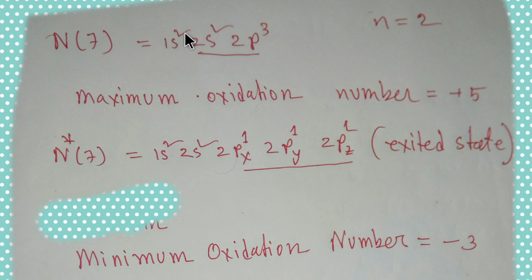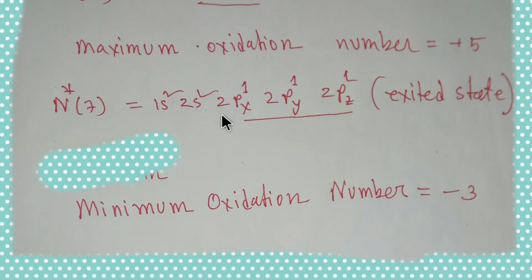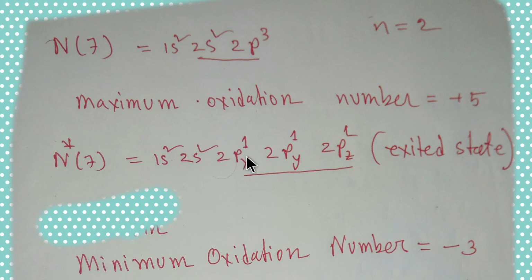So what will be the maximum oxidation number? Maximum oxidation number will be +5. As you know, maximum oxidation number is equal to the number of electrons in the valence shell in the normal state, right? In normal state. But in case of minimum oxidation state, we have to think about the excited state electronic configuration of an atom. Here is the electronic configuration of nitrogen. We see that there are 3 odd electrons here.